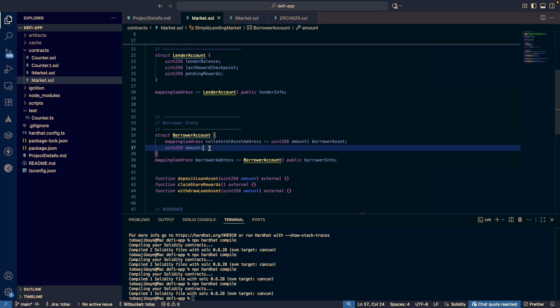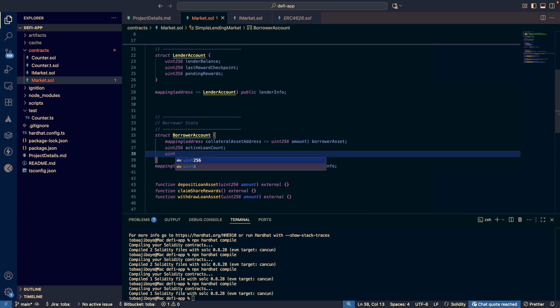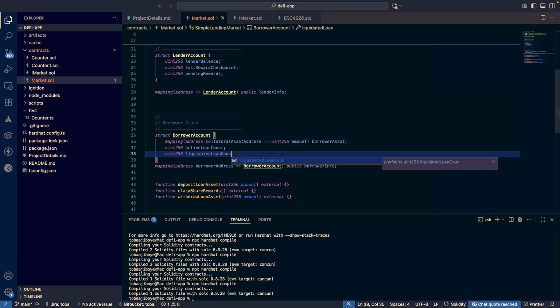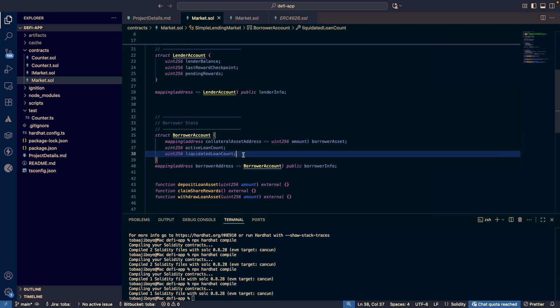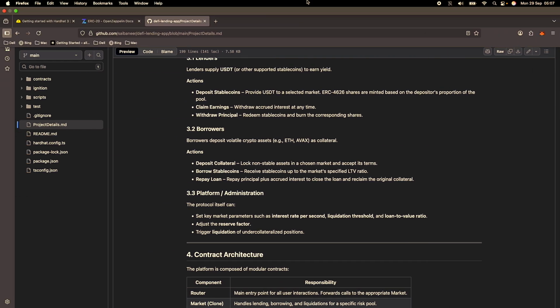Okay. So let me add something called active loan count. I'm going to add something called uint256 liquidated loan count. Now, obviously, I don't need this. I might not even use this throughout the course, but I'm adding it so that I know that I can always come back to it and use it when I need to. Okay. Now, what else do we want to know? We know the assets that a user has borrowed.